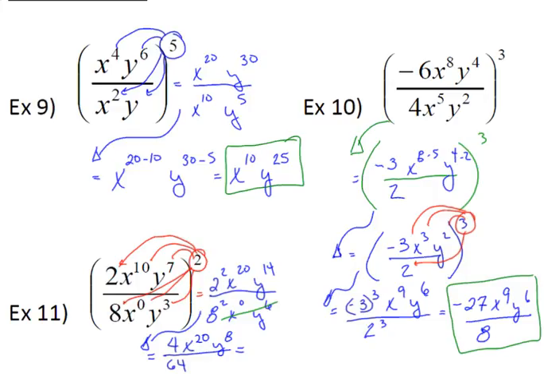I now have to reduce the coefficients. 4 over 64 reduces to x to the 20th, y to the 8th, and then I would have 16 on my denominator. Each of these things can be simplified if you take your time and pay attention to what you're doing.